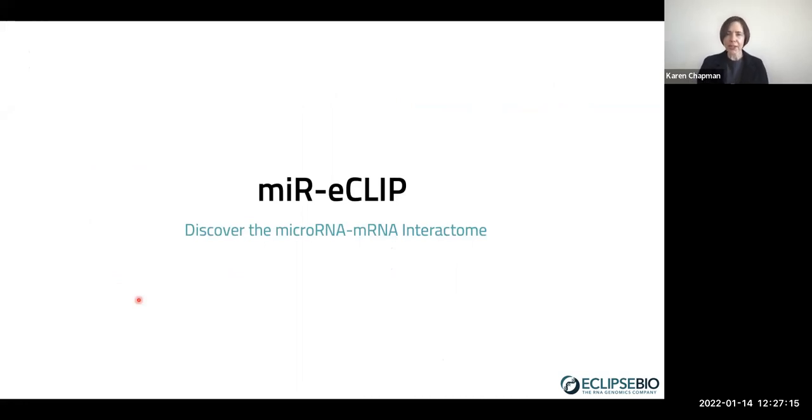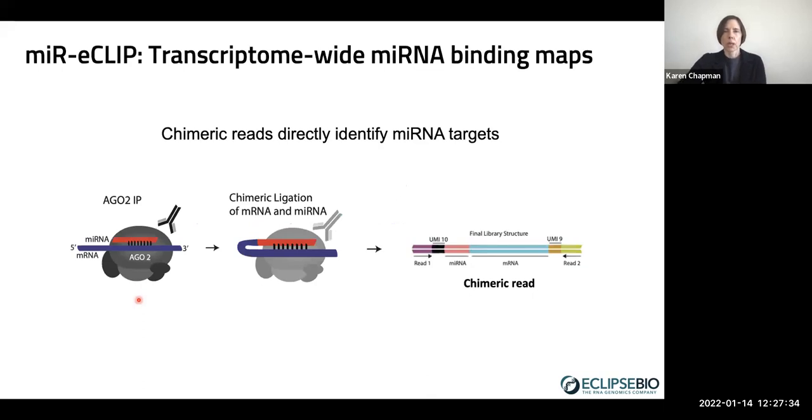Okay, so continuing our survey of RNA genomics technologies, I'm going to move on to yet another variation on the theme of eCLIP, and this is to look at microRNAs and the interactome of microRNAs with mRNAs transcriptome-wide. So miR-eCLIP is a methodology that generates these RNA binding maps, or interactome maps, in a manner that's relatively unique and very precise, actually, as you'll see when we take a look at the data.